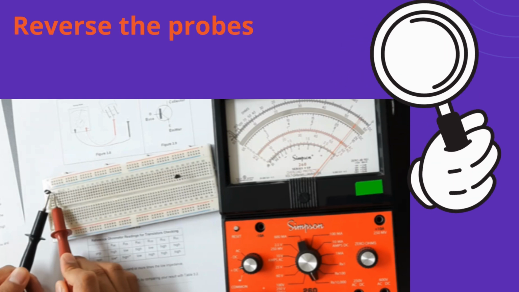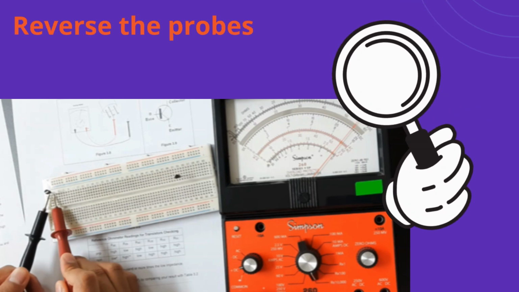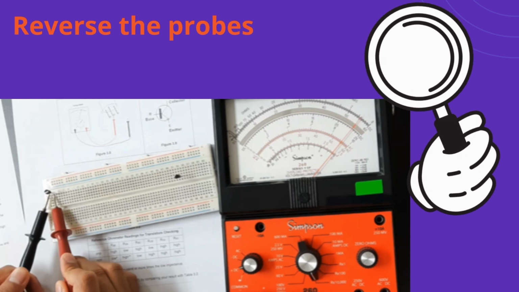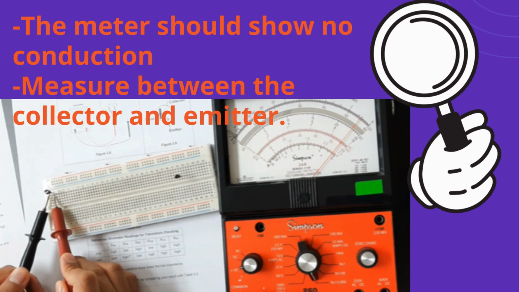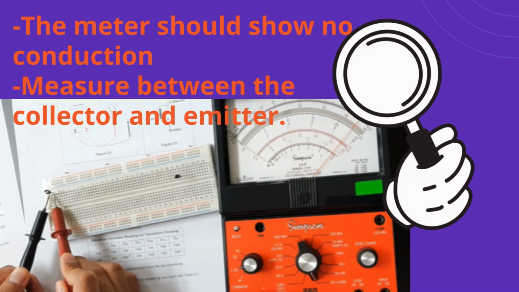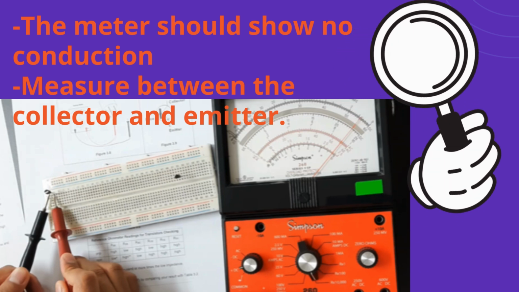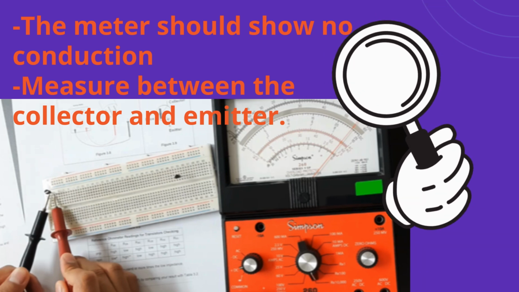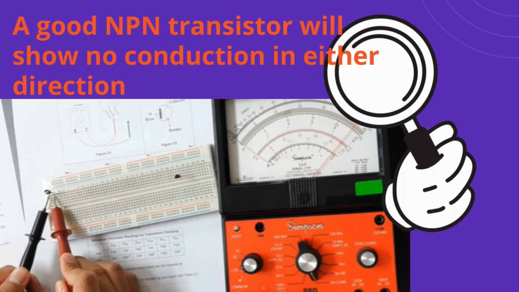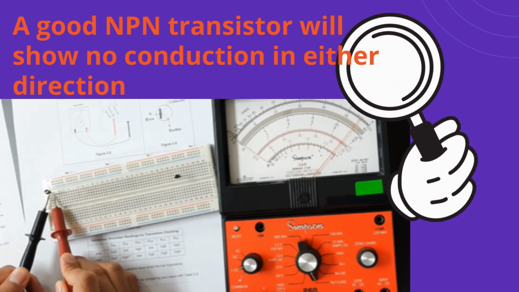Reverse the probes. Now the red probe is on the base and the black probe is on the collector and emitter. The meter should show no conduction or high resistance. Finally, measure between the collector and emitter. A good NPN transistor will show no conduction in either direction.